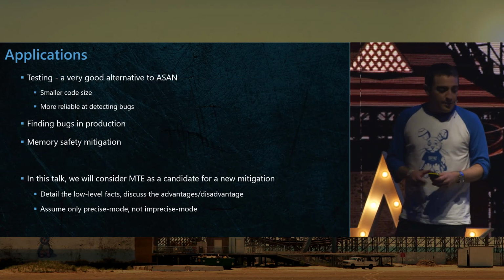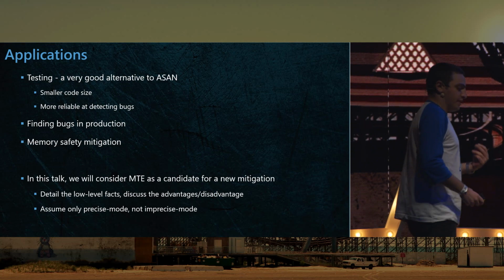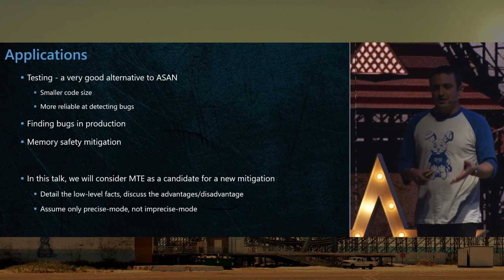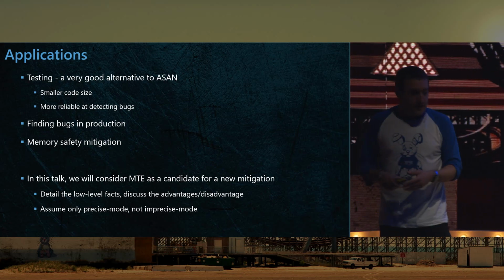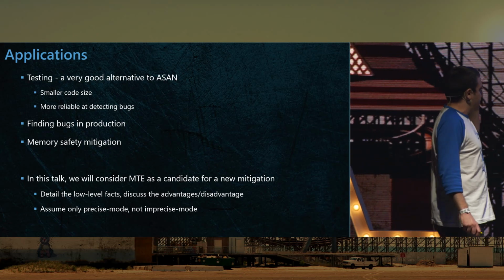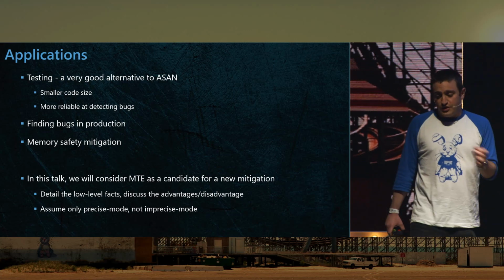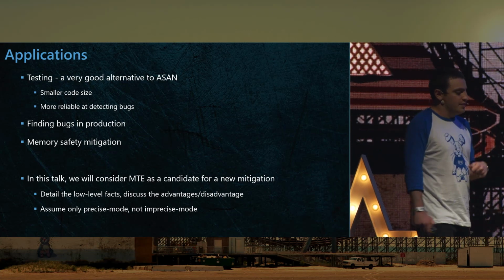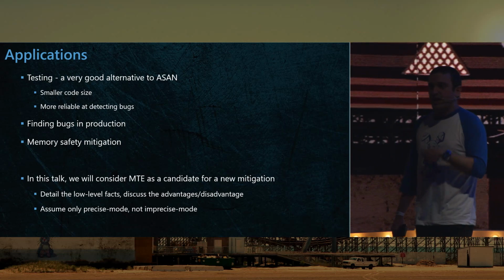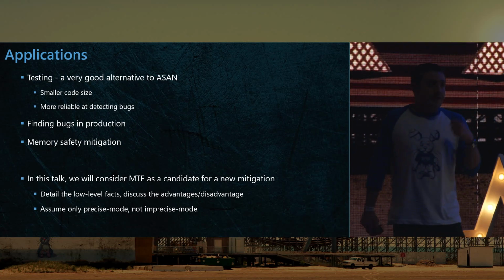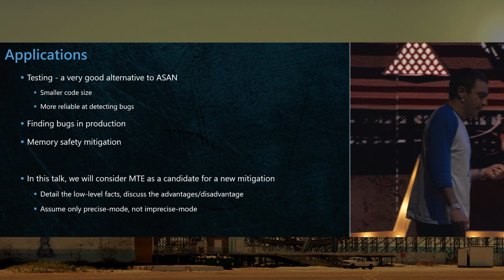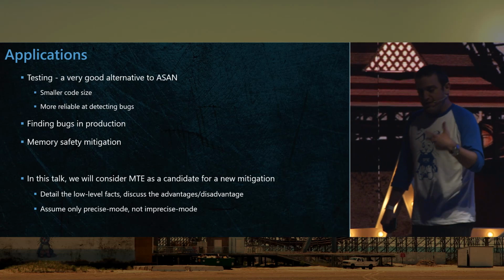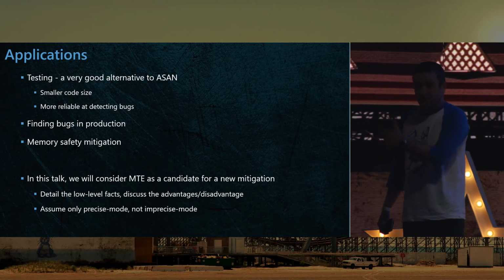OK, applications. MTE is clearly a great tool for testing. It's actually a very good alternative to ASAN because it has much smaller code size, which is great. And MTE is fantastic for finding bugs in production. This is actually what MTE was built for, right? Because MTE should have much better performance than all of the software equivalents. You could hopefully enable MTE in your production environment, and now you are much more likely to trigger some bugs that are much less likely to be triggered in your testing environments.